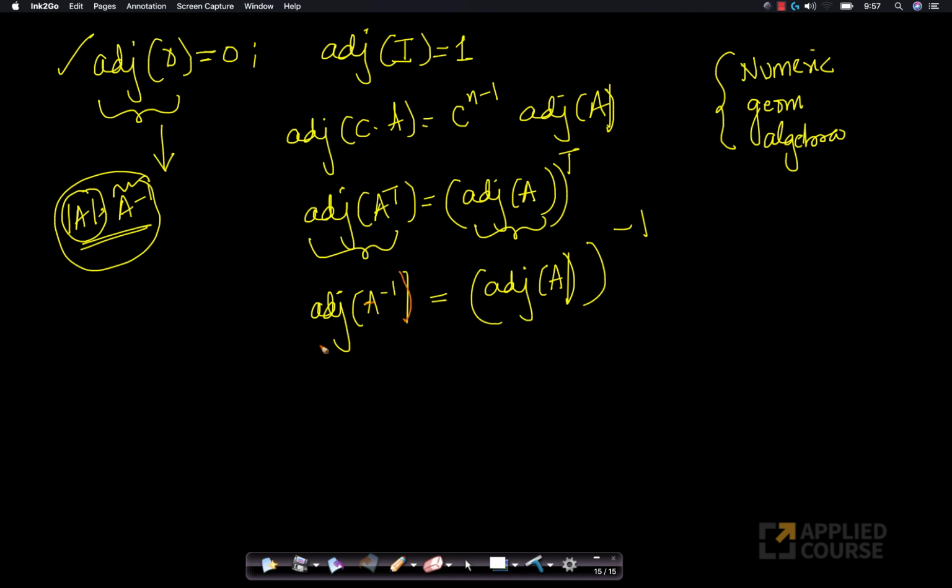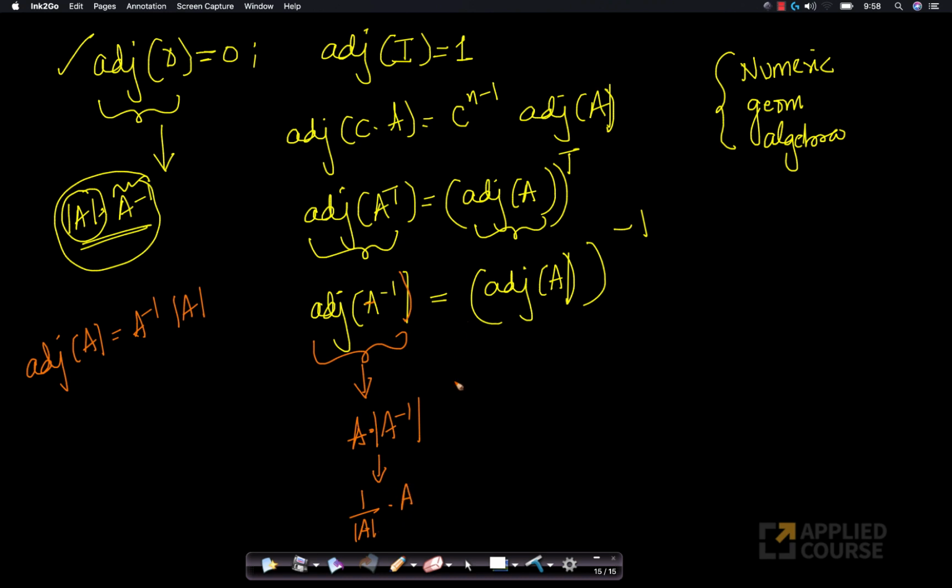If you want to argue about this, what is the formula for adjoint of A inverse? So what is adjoint of A? Let's write that down. Adjoint of A is nothing but A inverse multiplied by det of A. So what is adjoint of A inverse? It is A inverse inverse, which means it will become A, followed by the det of A inverse. This is a multiplication, and this is a scalar, right? And what is this equivalent to? We saw that the det of A inverse is 1 by det of A. So this is the same as 1 by det of A into A. This is the LHS.